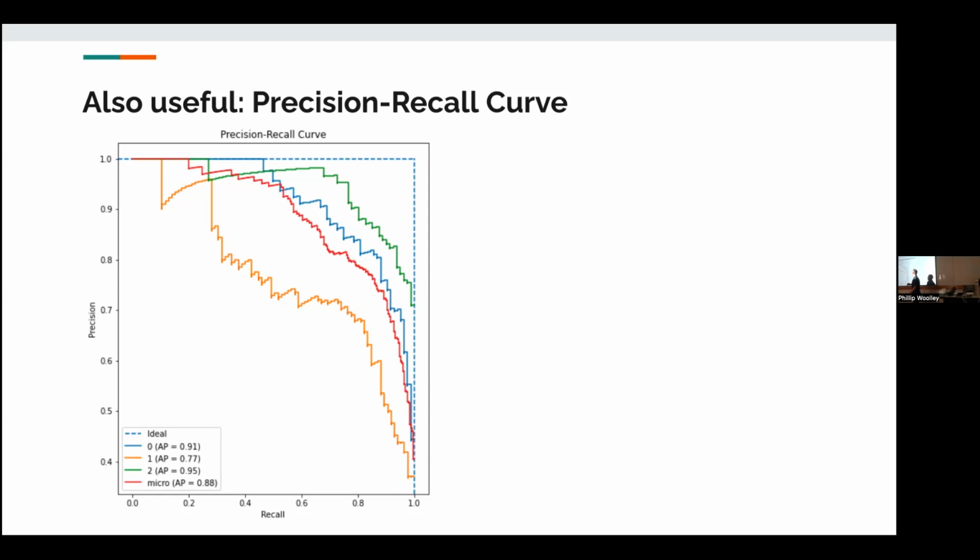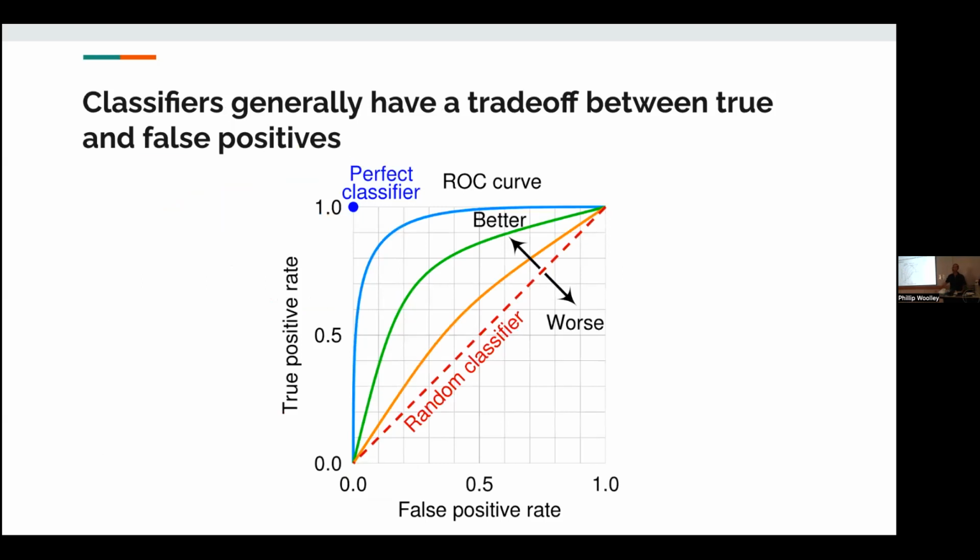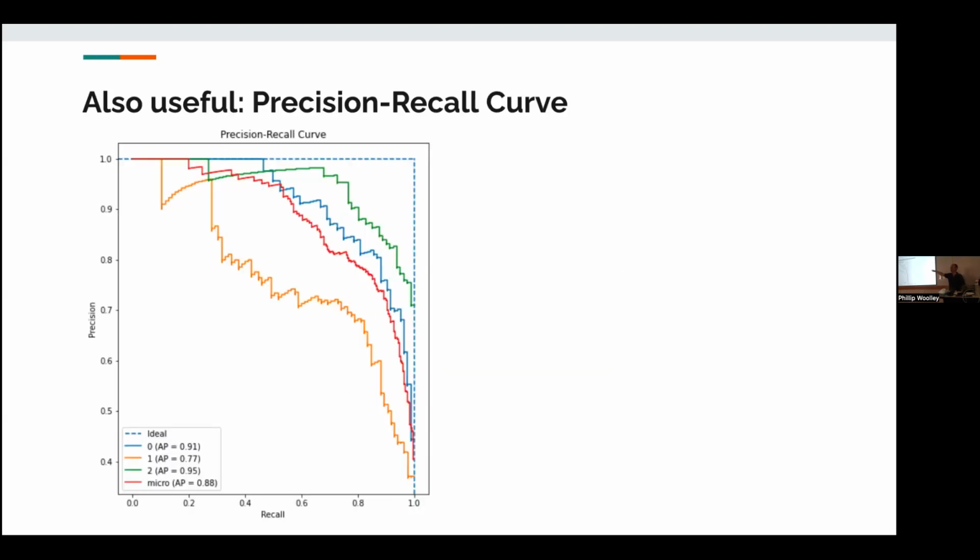What I don't like is that these curves always have these weird spikes and they go up and down, and I don't like it. My problem. ROC curves are always nice and smooth, and precision recall curves have all these weird spikes.